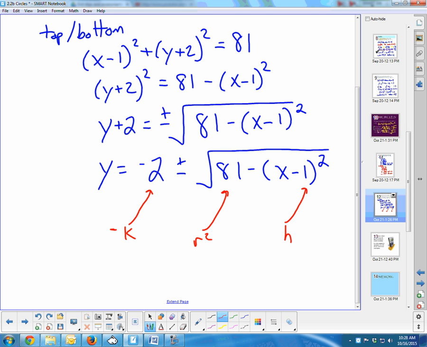So then, like I showed in the previous example, the top half of this semicircle would be y equals negative 2 plus the square root expression, and the bottom half would be y equals negative 2 minus the square root expression. All right? So that's top and bottom. And then for the right half and the left half, it would follow similarly. If you want to take a moment, pause the video, maybe try it yourself. You can come back and I'll put up the solution.